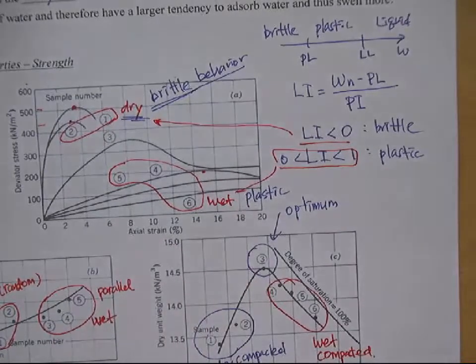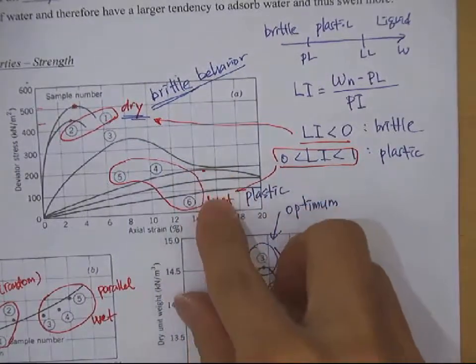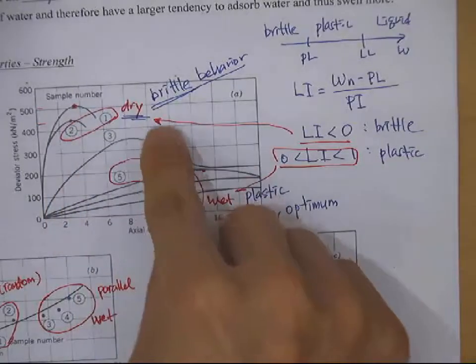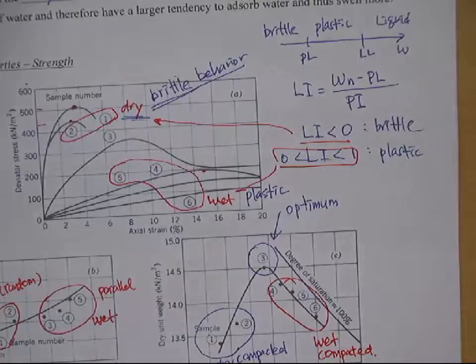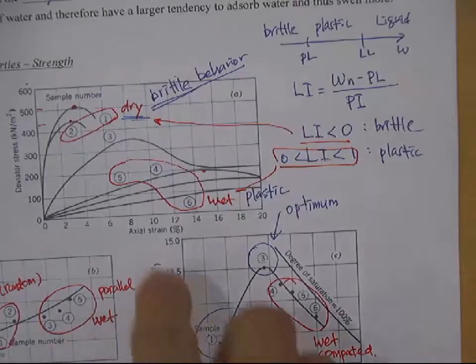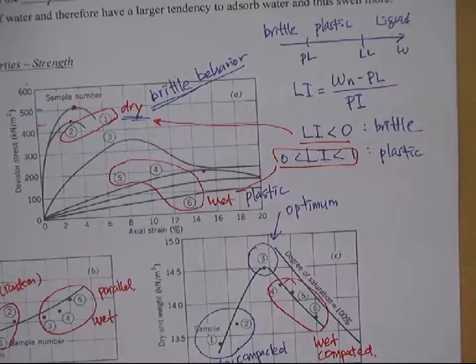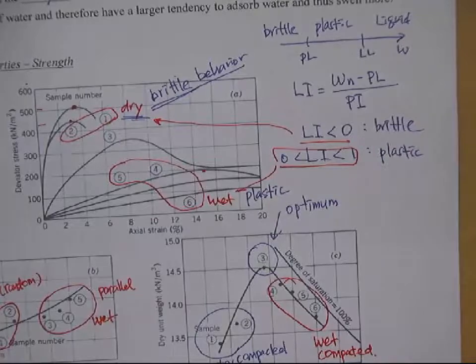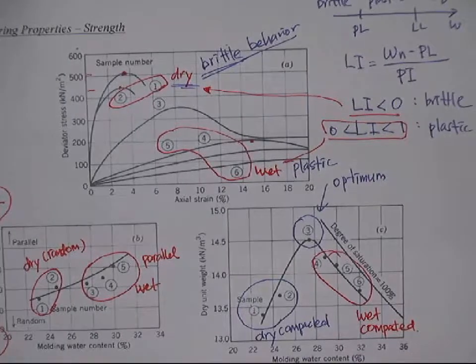So this maximum value is the strength of the soil, of this curve. Right? So dry compacted soil has a strength of about 400 to 500 kilopascal, while the wet side compacted soil has a strength of about 100 to 200 kilopascal. So obviously, dry side soil has the higher strength. Does it make sense? Okay. So that's how you read the stress-strain curve. I think you and I are familiar with the stress-strain curve.